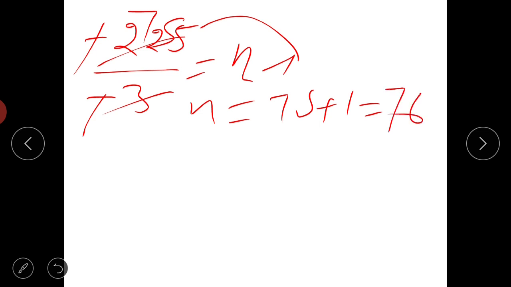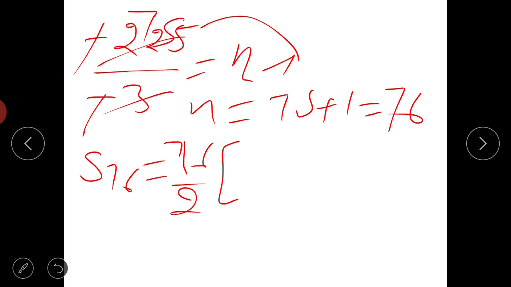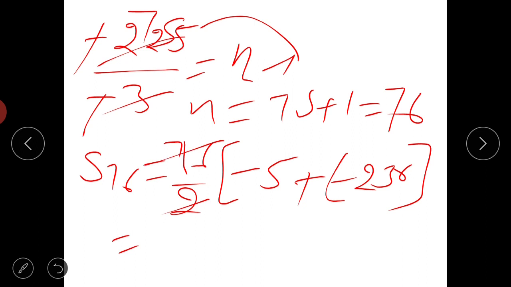Are you able to find the sum? So S76 is equal to 76 divided by 2 into a, which is -5, plus the last term -230. Yes or no? So this cancels out, 38 into -235.